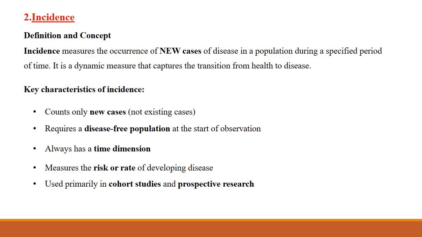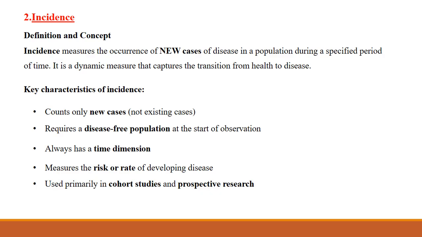Key characteristics of the incidence. In this topic, it only counts new cases, not the existing ones. It requires a disease-free population, because the population that we consider is disease-free at the start of observation. It always has a time dimension. We will consider a time window or a range of time in which we study the incidence of any disease. It measures the risk or rate of developing disease, and is used primarily in cohort studies and prospective research.